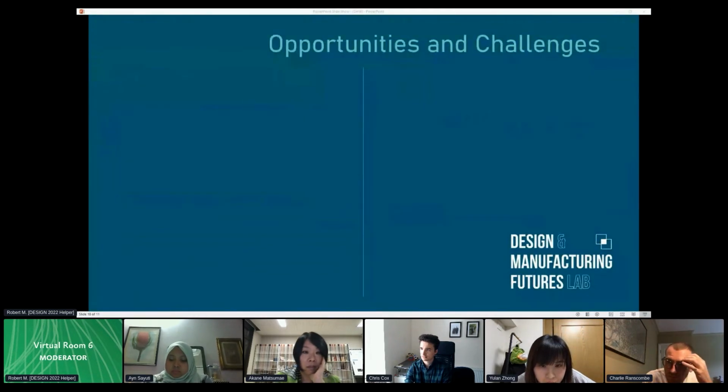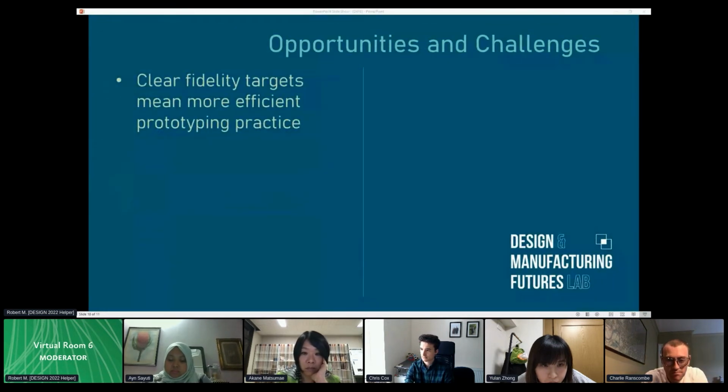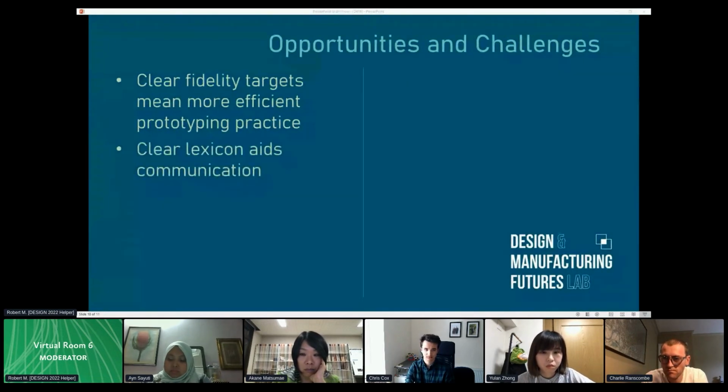To summarize, as mentioned previously, a clearer understanding of the required fidelity profile of a prototype will lead to more efficient prototyping. Additionally, the language used in this taxonomy could also be used to assist communication when evaluating the prototype.